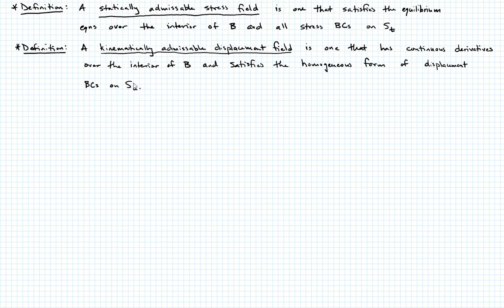So that all sounds sort of cryptic. Hopefully you'll see how it plays out. Basically, I'm going to have all the derivatives that I want, and if I have a stress, whatever that stress is, it satisfies equilibrium. That's really all they're saying. So what does the principle of virtual work state? Let's write that down now.